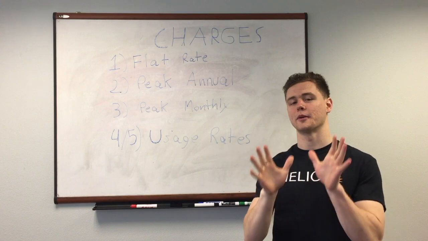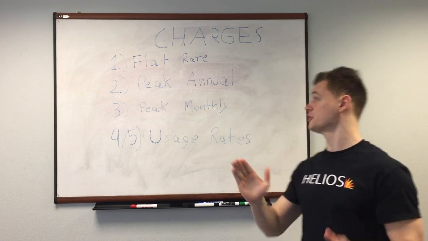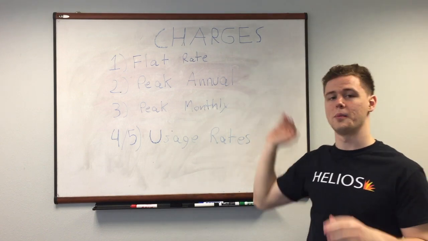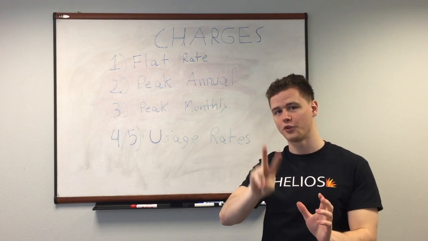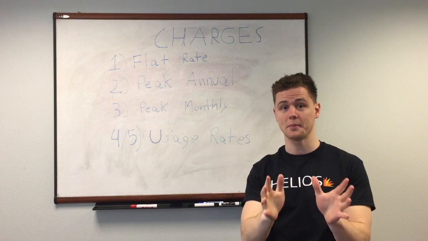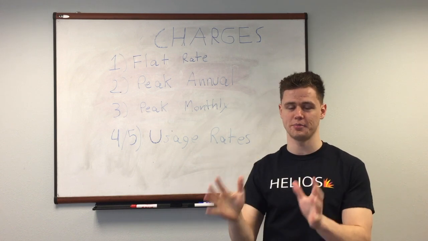In this video, we're going to talk about 5 different charges. The first charge is going to be the flat rate. The second will be the peak annual charge. The third will be the peak monthly charge. And then the fourth and the fifth will be the on-peak energy charge and then the off-peak energy charge.